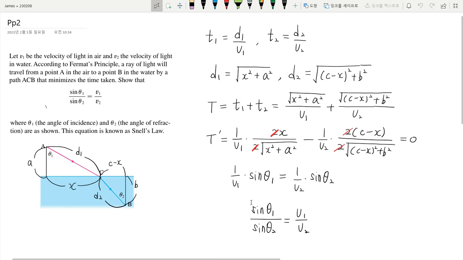So now when you rearrange this equation, we get Snell's law: sine theta 1 over sine theta 2 is equal to v1 over v2. This law is used to understand the refraction of light in different mediums.